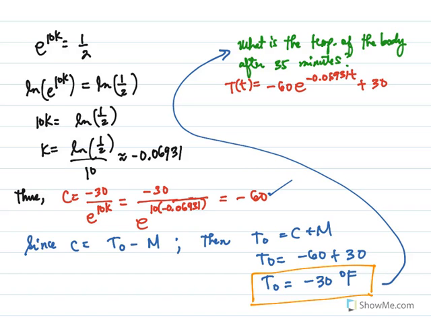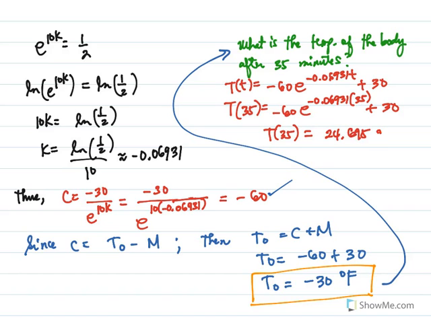And so, T of 35 is just negative 60 e to the negative 0.06931 times 35 plus 30. So, T of 35 is equal to 24.695, or approximately 25 degrees Fahrenheit.